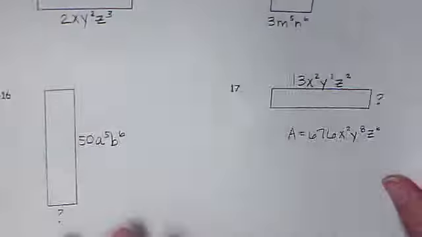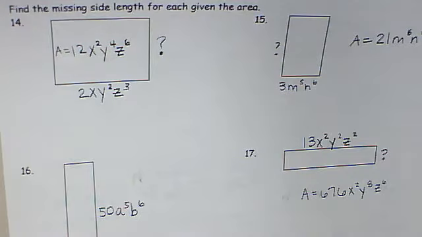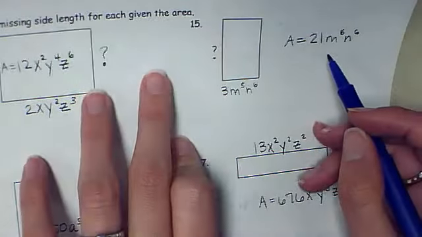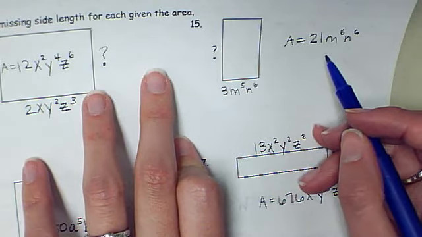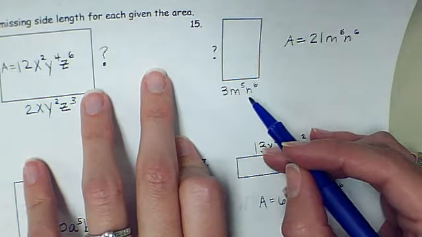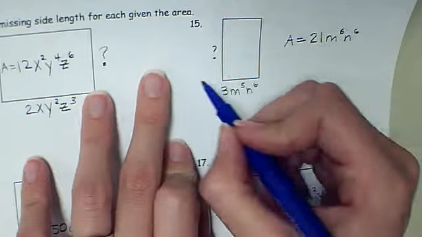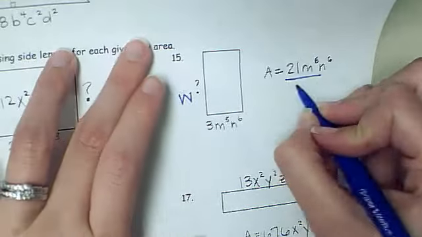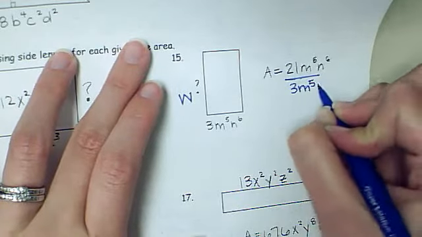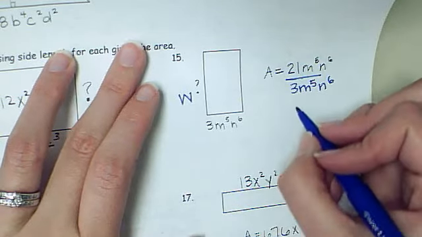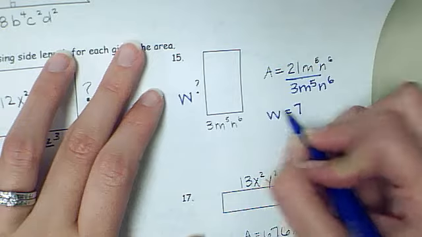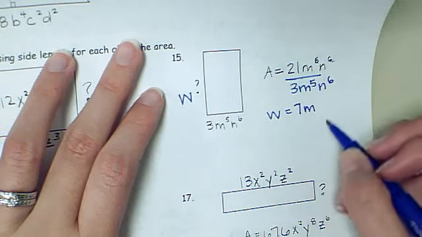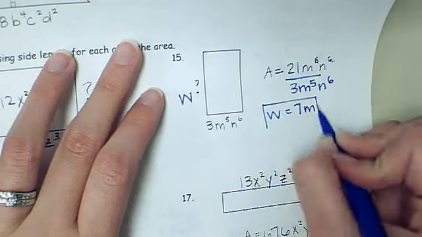On the bottom section, I'm asked to find the missing side. So for example, let's look at number 15. My area is 21 m to the 6th n to the 6th. My length is 3 m to the 5th n to the 6th. To find my width, w, I'm going to divide my area by my length. So I divide by 3m to the 5th n to the 6th. 21 divided by 3 is 7. This is my width, 7. 6 minus 5 is m. And 6 minus 6 totally cancels each other. So my answer is just 7m.